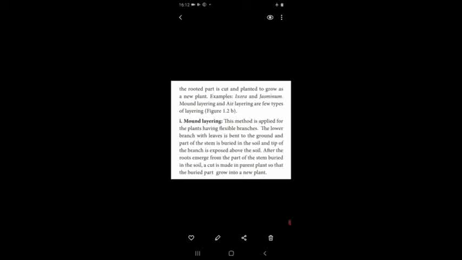This layering is divided into two types. One is mound layering and the other is air layering. First one, mound layering. This layering method takes place in a plant stem with flexible branches. Flexible means bendable, so what can we do, we can bend and pull it. Flexible branches.